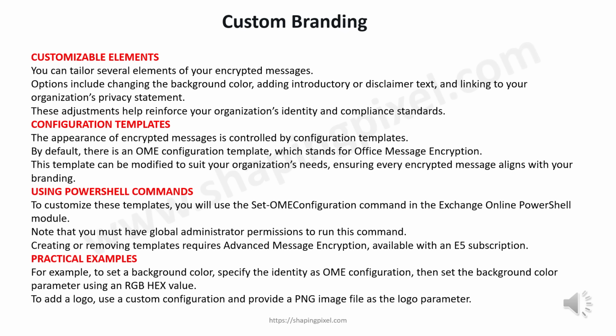For example, to set a background color, specify the identity as OME configuration. Then set the background color parameter using an RGB hex value. To add a logo, use a custom configuration and provide a PNG image file as the logo parameter.